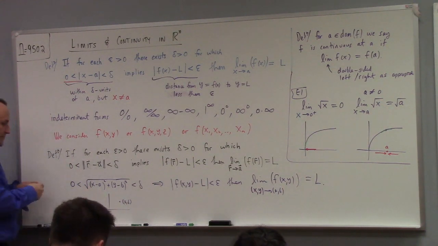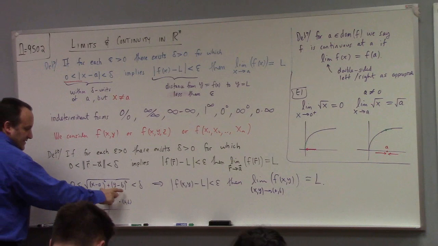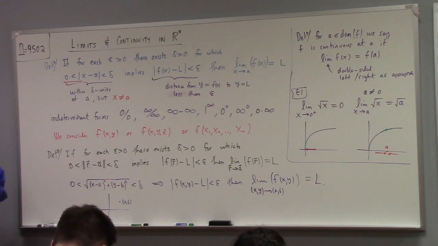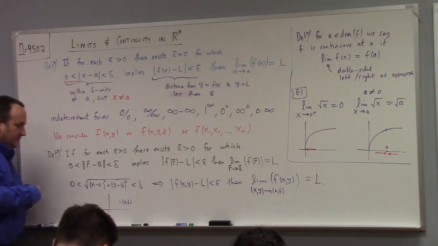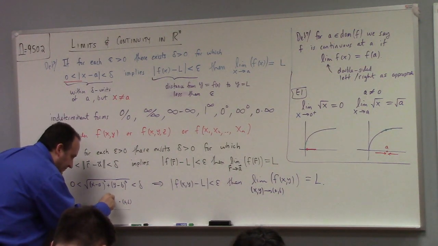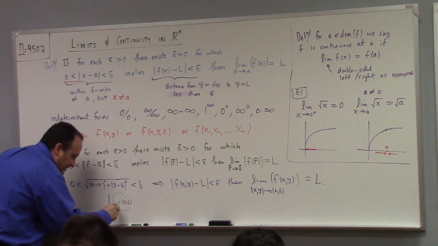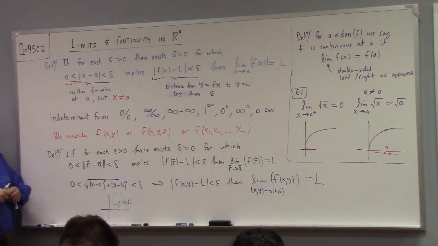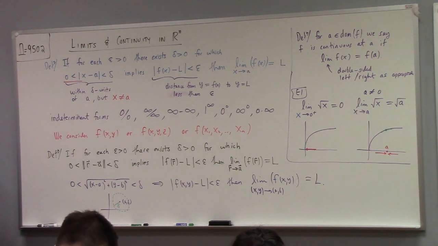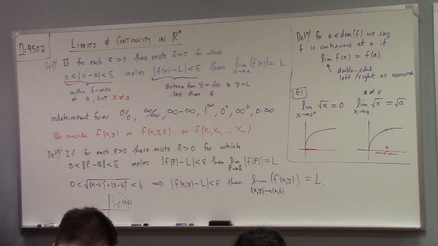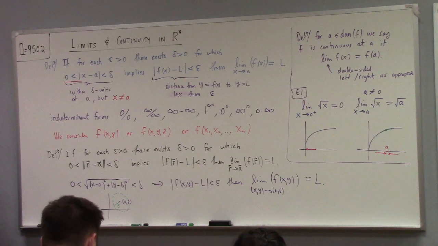What is this condition? 0 less than the distance from the point (x, y) to the point (a, b). If you want to picture that, what you're looking at is a little delta ball, well, delta disk really here, the disk of radius delta. And what else have we done? We have deleted the center point from it. We don't actually consider the limit point. Okay?